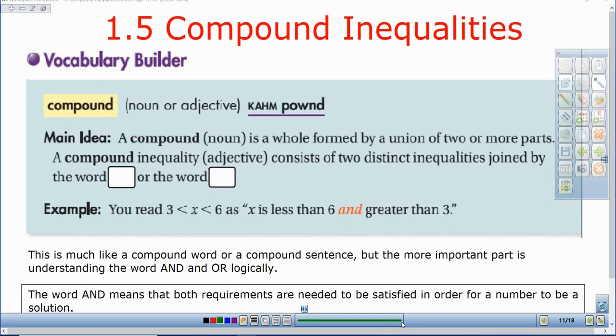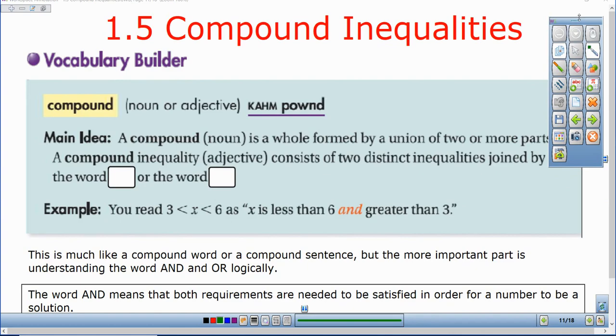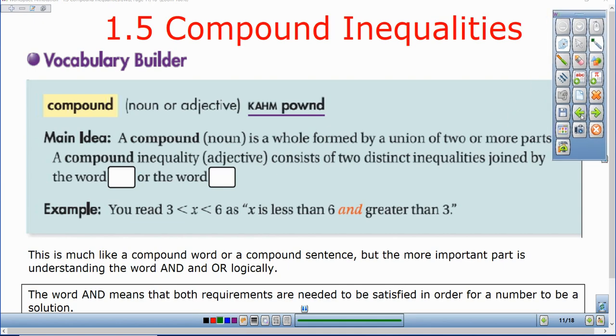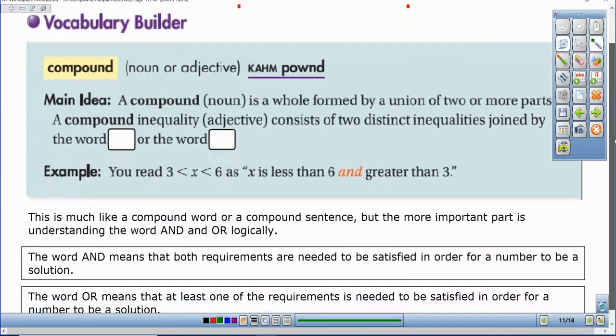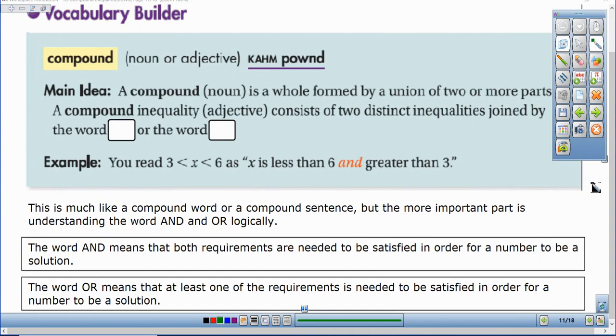In this video, we're going to be discussing compound inequalities. Like compound sentences and compound words, compound just means the union of two or more parts. We're going to be doing compound inequalities, both of the "or" type and the "and" type. So that's what goes in these boxes here.